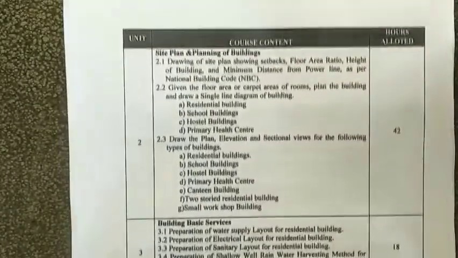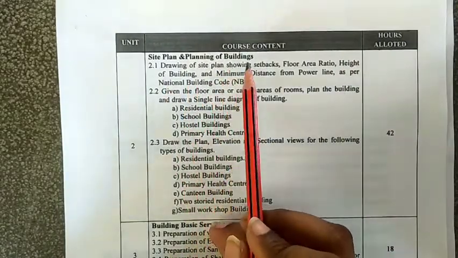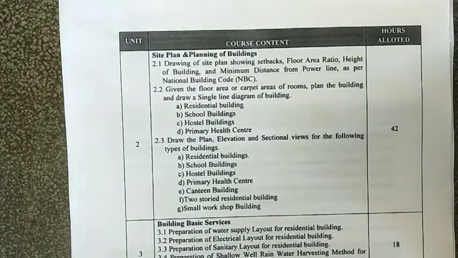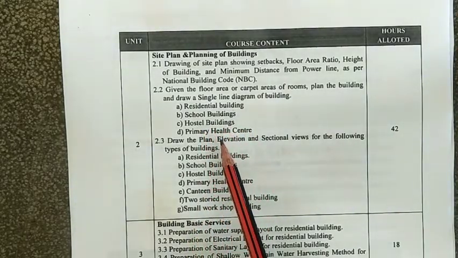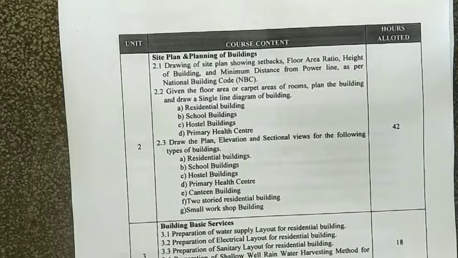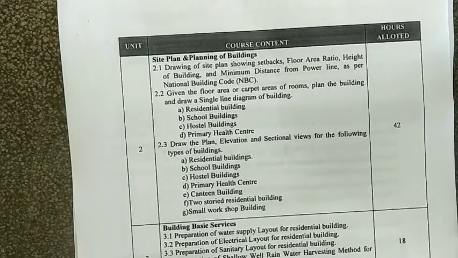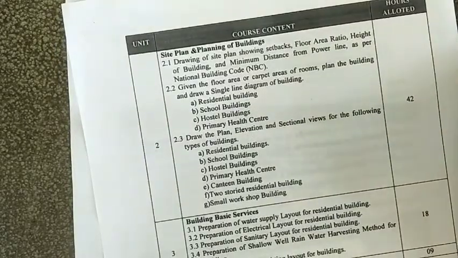Next, coming down to the second chapter, which is about the site plan and planning of a building. In this chapter, you will be studying about the floor area ratio and carpet area ratio for a residential building, school building, hostel building and primary health center. So in your second chapter, you will actually be able to draw a plan, elevation and section of your residential as well as a public building. So once I start with the next lectures, I'll be telling you in detail.